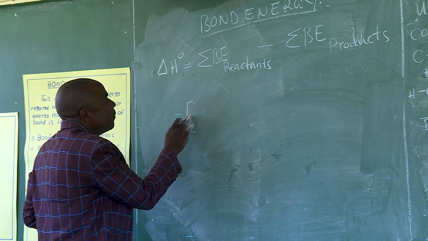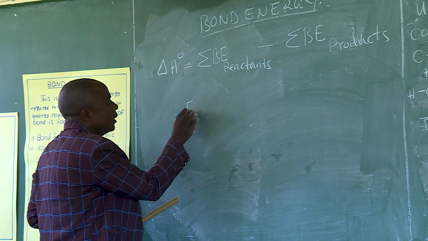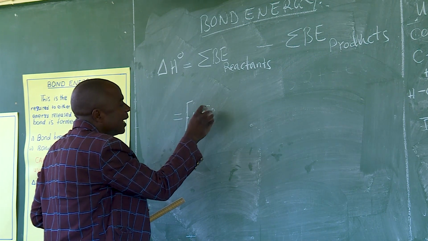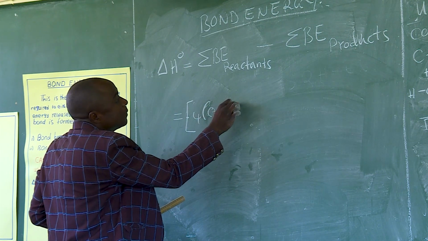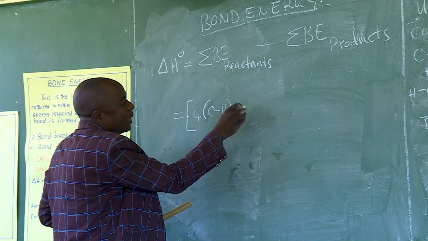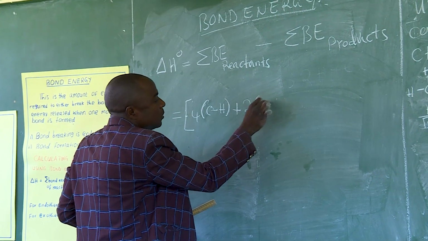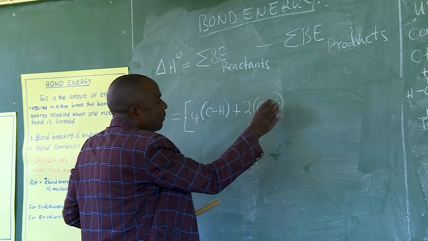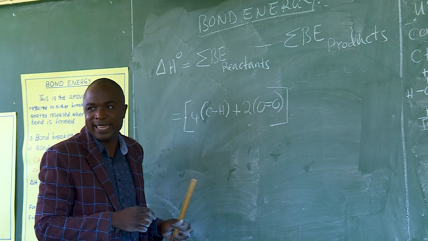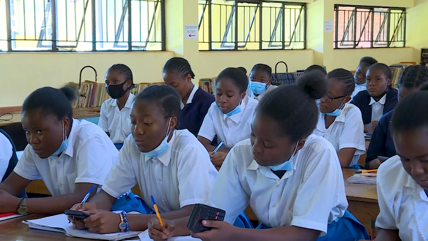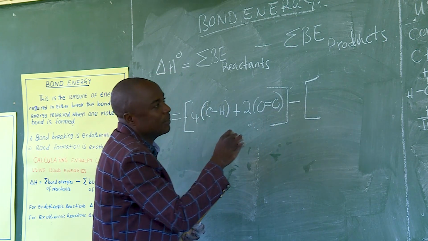Okay? How many carbon to hydrogen bonds are being broken? We have already 4. 4 carbon to hydrogen bonds being broken. Then we have got 2 oxygen to oxygen bonds being broken. So this is showing the bond breaking. Okay? Then we take away the bonds which are being formed.